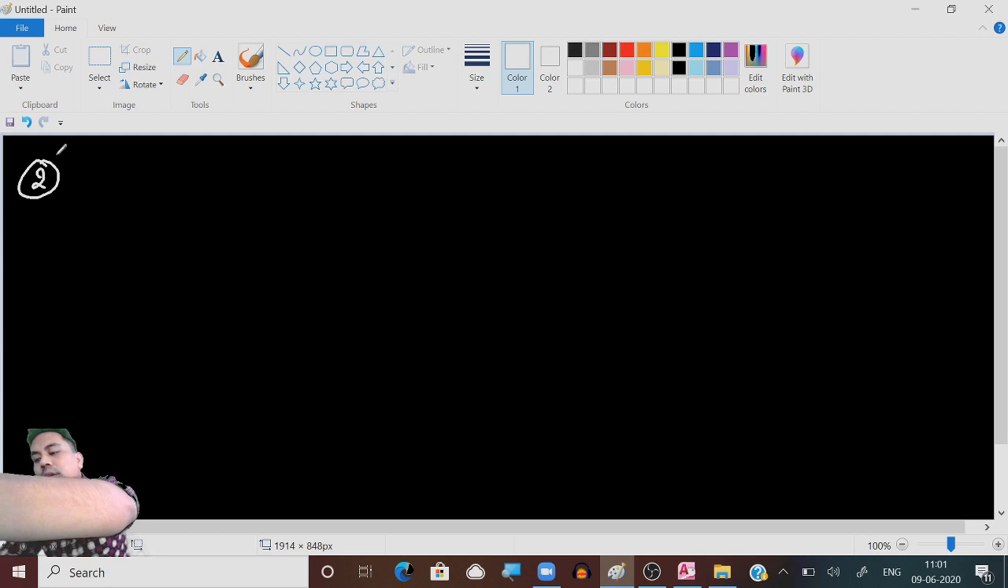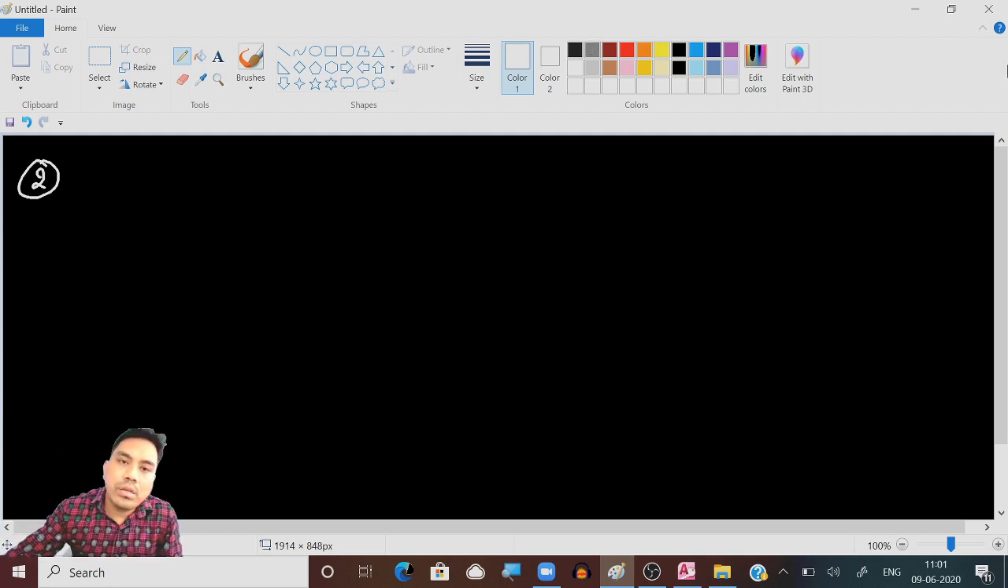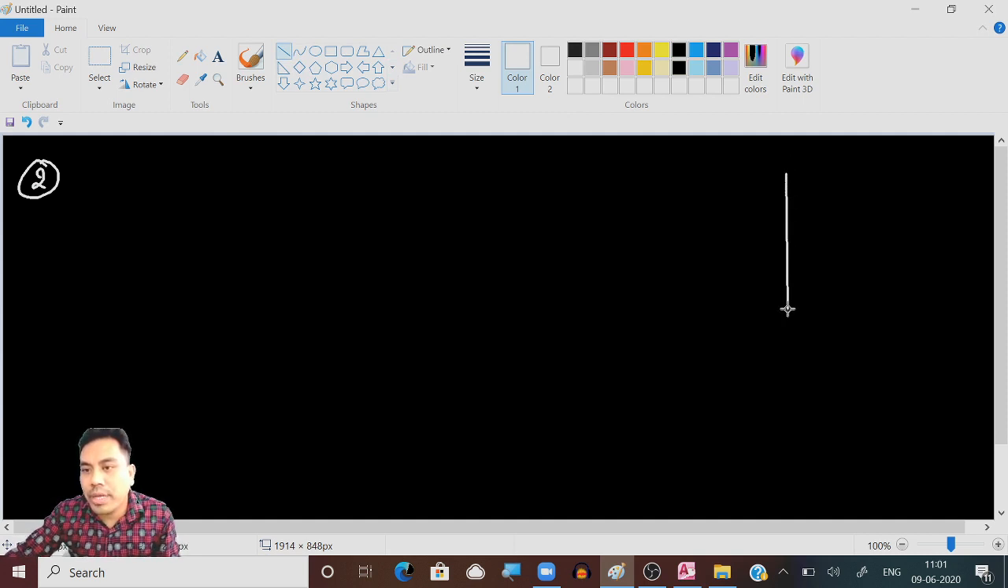So here it is given that there is a tree, and that tree has broken due to storm into 2 parts. And it is not detached. Let us suppose this is a tree. This was the actual tree.